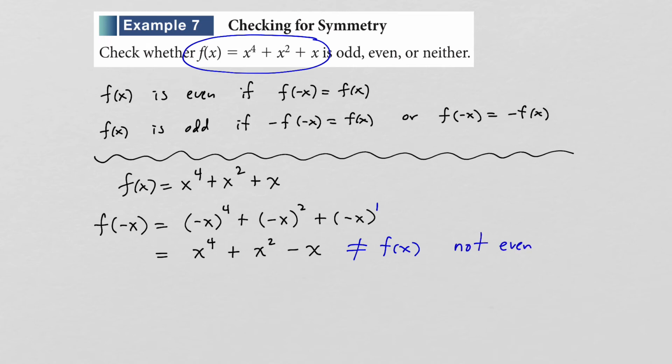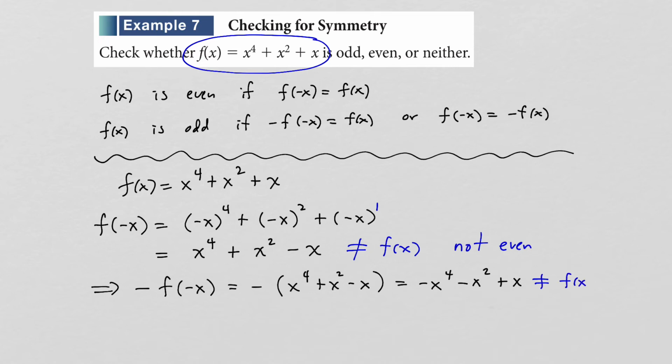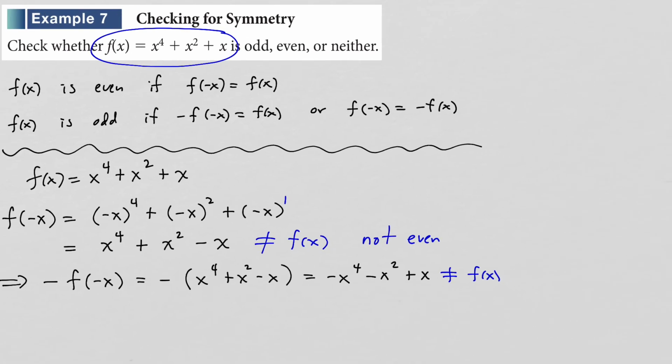But then I also want you to notice that if you take the opposite of f of -x, that will just be the opposite of what we ended up with. And that would be negative x to the 4th minus x squared plus x. And you should notice that this is also not equal to f of x. And that means that it is not odd. So this function turns out to be neither even nor odd.